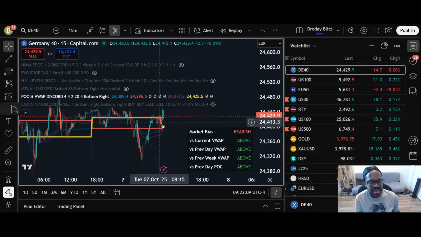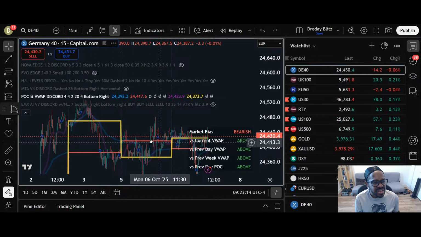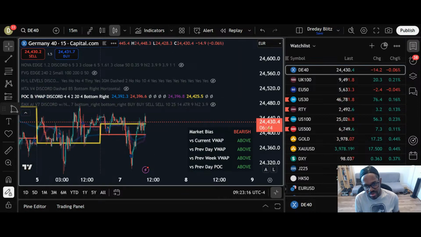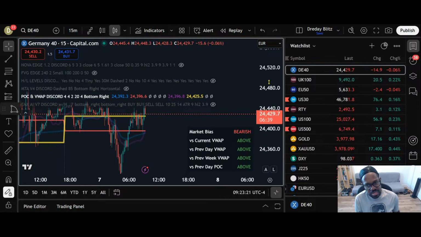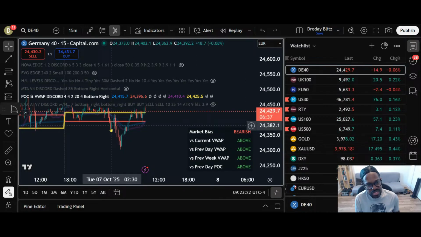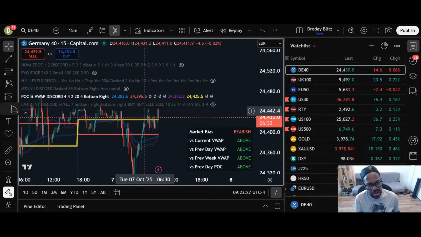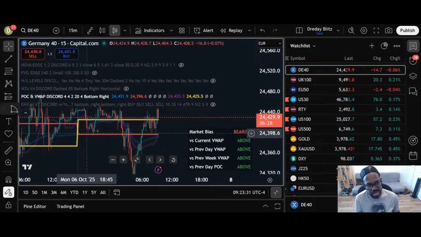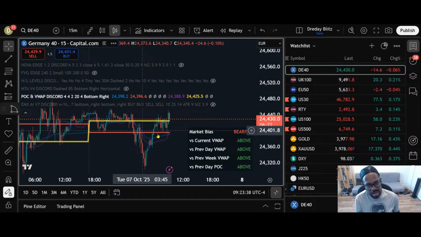Next, we have the POC and VWAP. So point of control, basically it's a support and resistance level here off of volume, off of the previous day. And VWAP, this is this line here. So this is the volume weighted average price related to previous day. And also you have the current VWAP here that is following the trend.